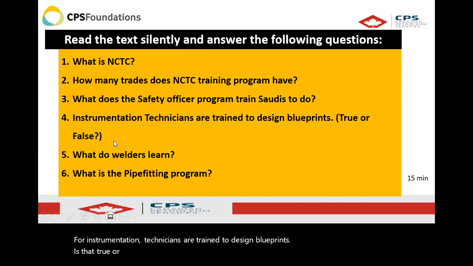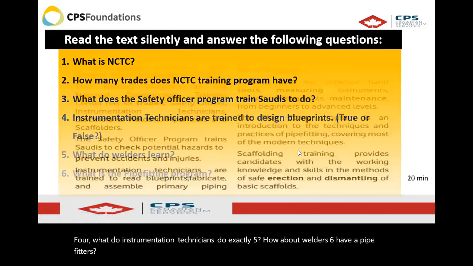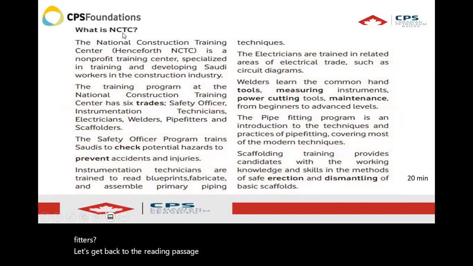Let's read and find out. Number 5, what do welders learn? Number 6, what is the pipe fitting program? So we have 6 questions. Number 1, what is NCTC? Then how many trades? Number 3, what do safety officers train on? 4, what do instrumentation technicians do exactly? 5, how about welders? 6, how about pipe fitters? Let's get back to the reading passage and read and answer.